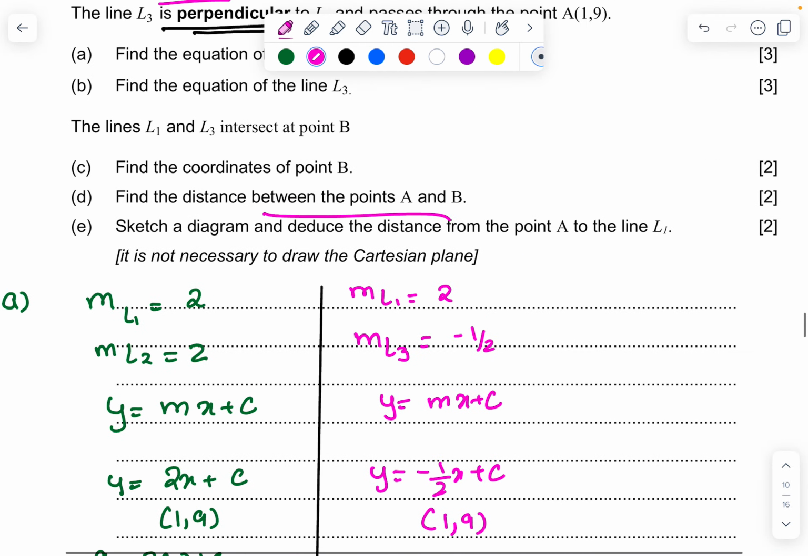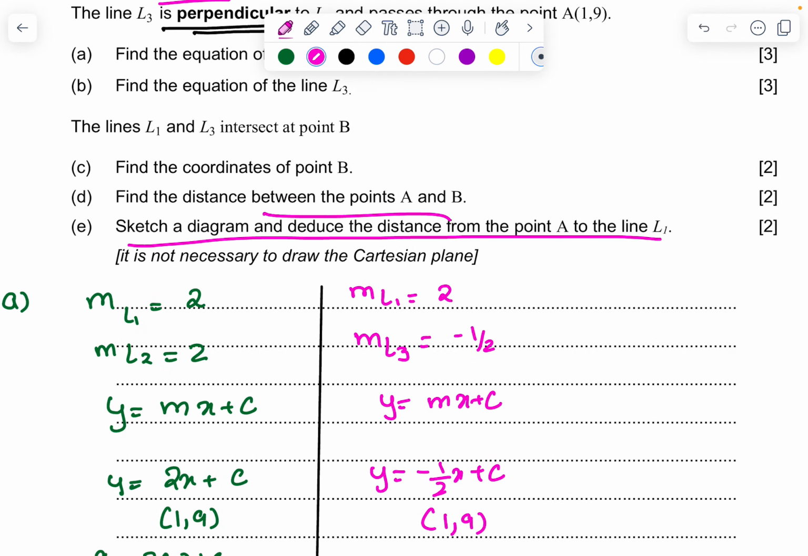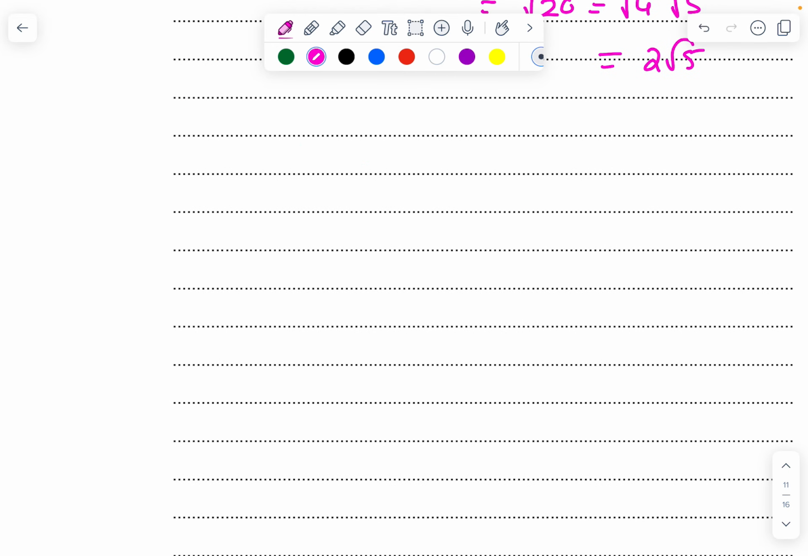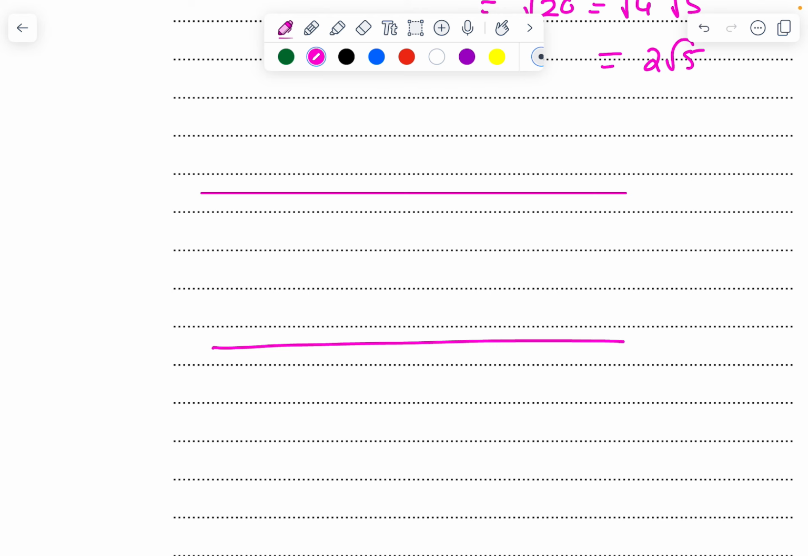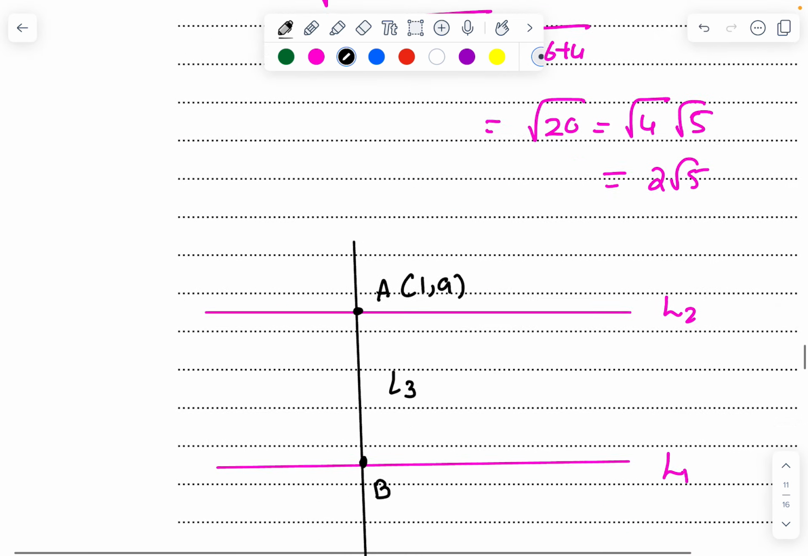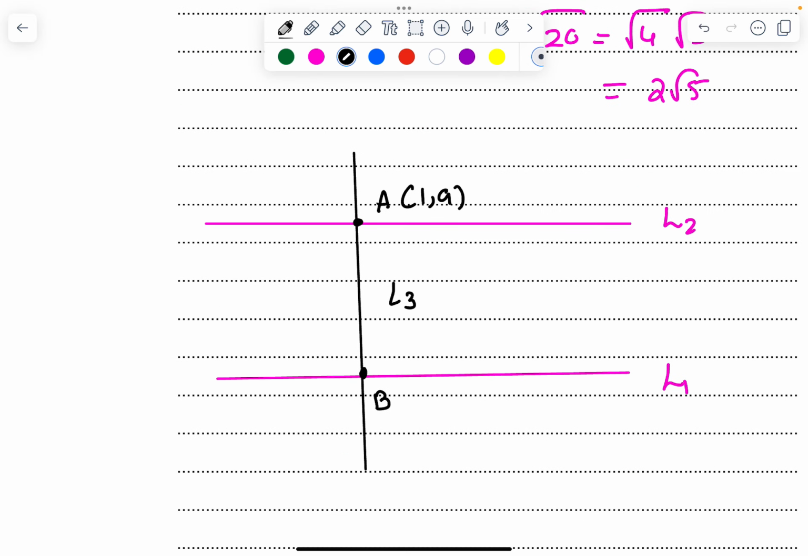Now finally, part E, sketch the diagram and find the distance between A and L1. So first of all, L1 and L2 are parallel to each other. So this is L1 and this is L2. And L3 was perpendicular, and L1, L2 and L3 will meet at A (1, 9) and they meet at B. So the distance is going to be 2 root 5. AB is going to be the distance 2 root 5.